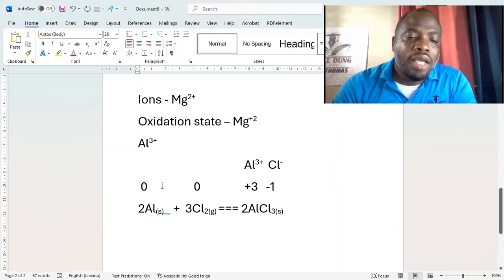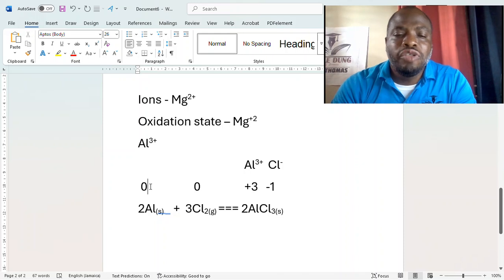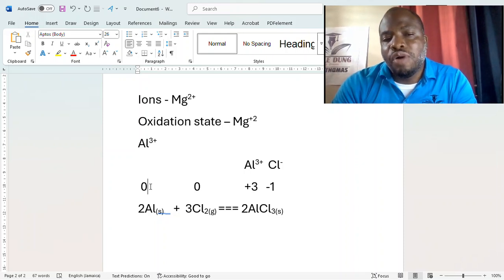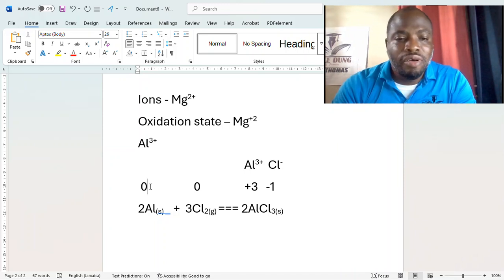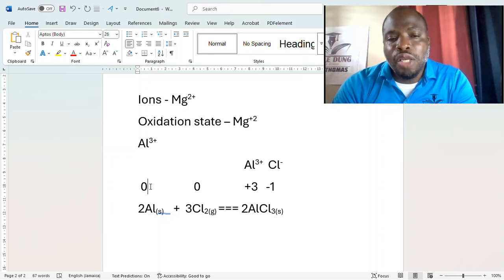When we look at the aluminum, it is moving from 0. Usually the plus is what doesn't give the problem. The negative and the 0 are what students may fall off on. But as I said before, go back and read the number line and understand the whole place value. So 0 to +3, I'm increasing. And we know an increase in oxidation state is oxidation.